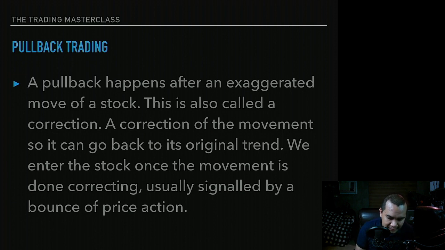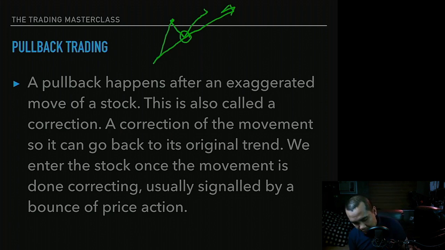A correction of the movement so it can go back to its original trend, right? So a stock has its movement right there, and that should be its original movement, but sometimes there are exaggerated movements. So whenever an exaggerated movement happens, it will correct itself, do a pullback, and then continue with its trend. This is where you try to catch it, right? We enter the stock once the movement is done correcting. Usually, this is signaled by a bounce of the price action on the pullback.